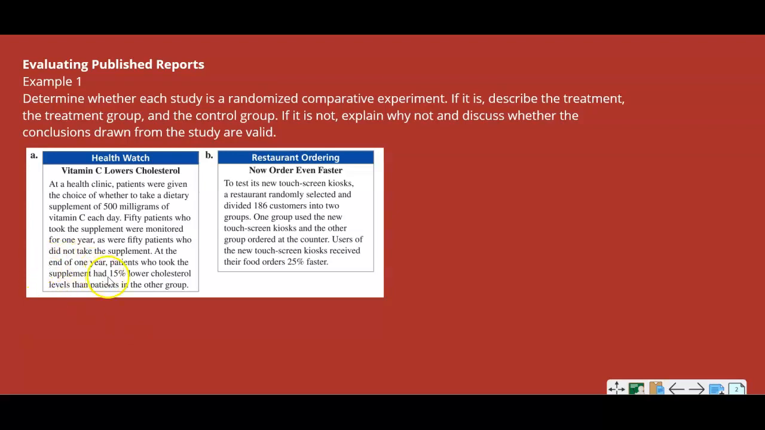So when it says at the end of 1 year, patients who took supplements had 15% lower cholesterol level than patients in the other group, that's what they observed, but they can't necessarily conclude that it's all because they took vitamin C. So in conclusion for A part, the study does not represent a randomized comparative experiment because the individuals are not randomly assigned to a control group or a treatment group. And the conclusion that vitamin C lowers cholesterol may or may not be valid based on the things that I mentioned earlier.